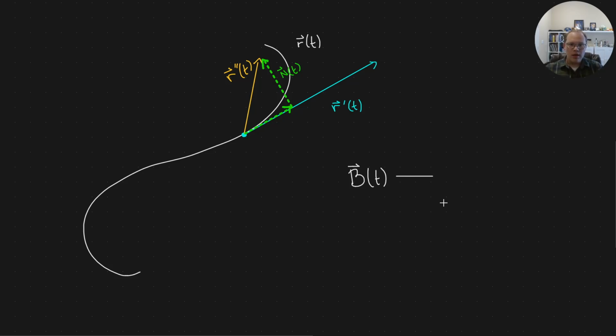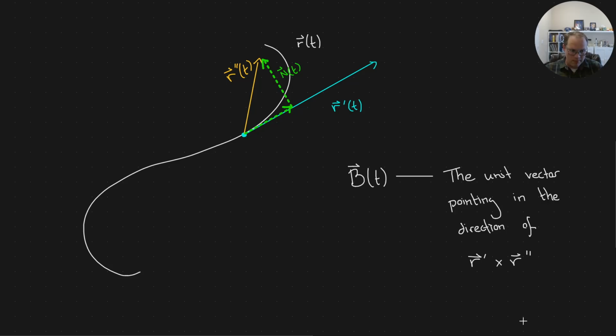So it won't give us the length, but remember, we know the length. We know the length is going to be 1. So our unit binormal vector is going to be the unit vector pointing in the direction of r prime cross r double prime.